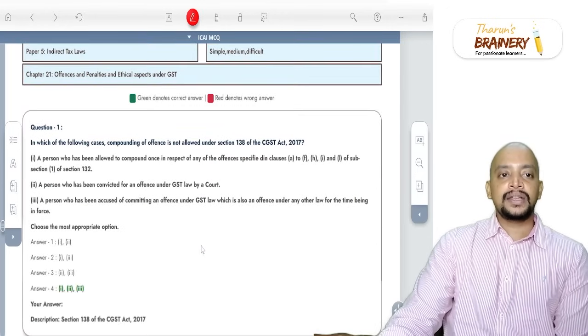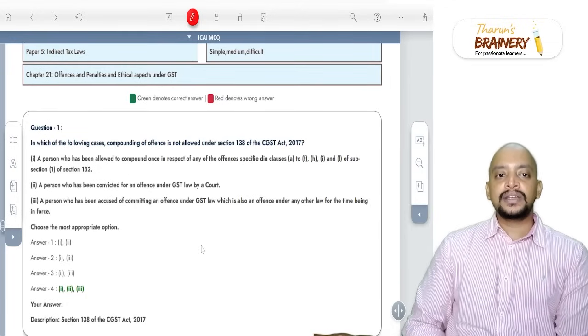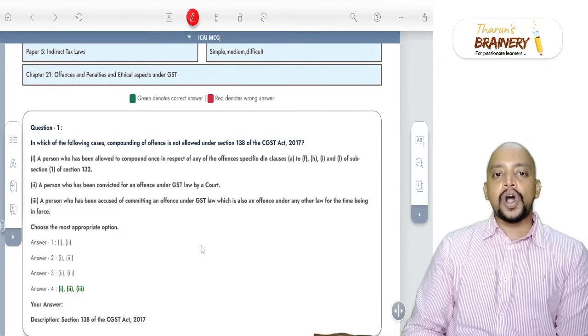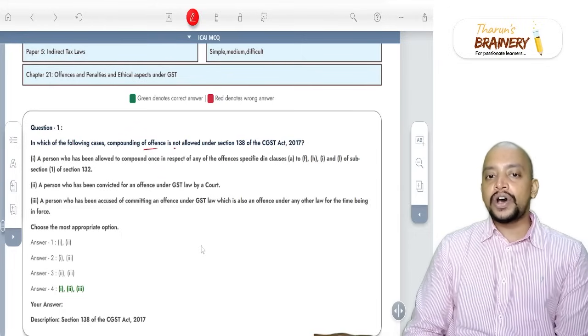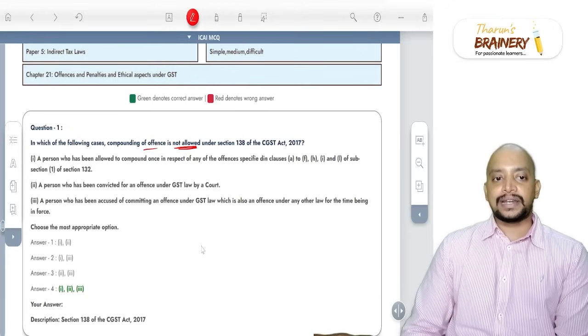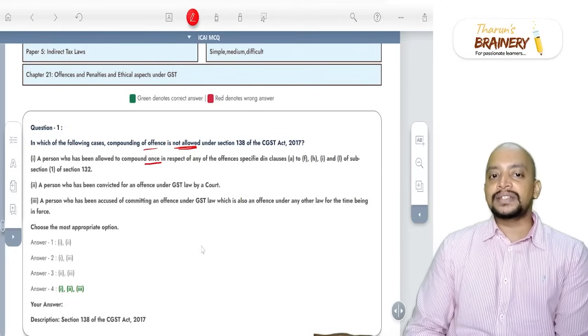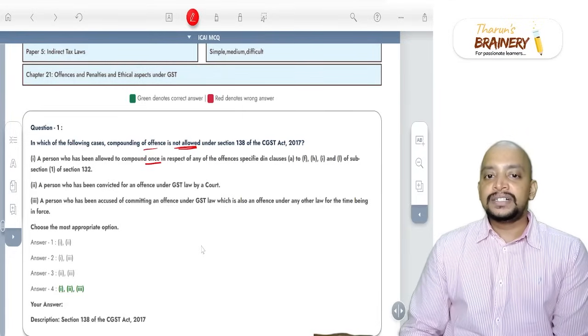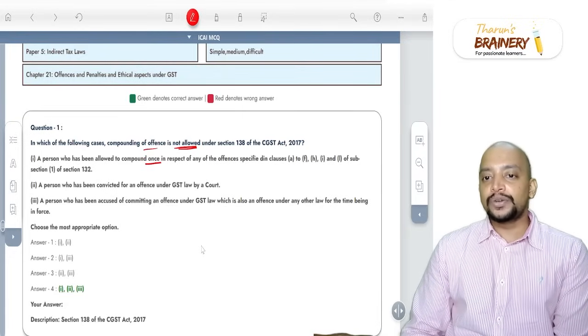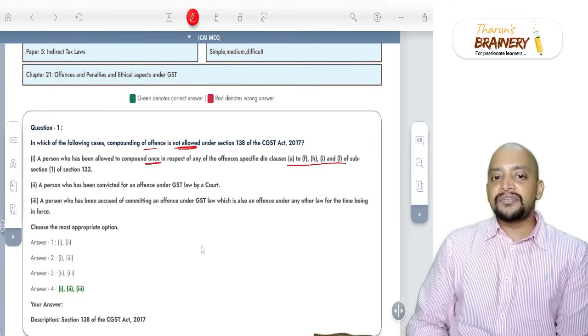Then next, chapter 21, offense and penalties and ethical aspects. In which of the following cases is compounding of offense not allowed under section 138 of CGST Act? A person who has been allowed to compound once in respect of any offense, not only this, all offenses. A person who has been convicted for an offense, once the imprisonment order is passed.